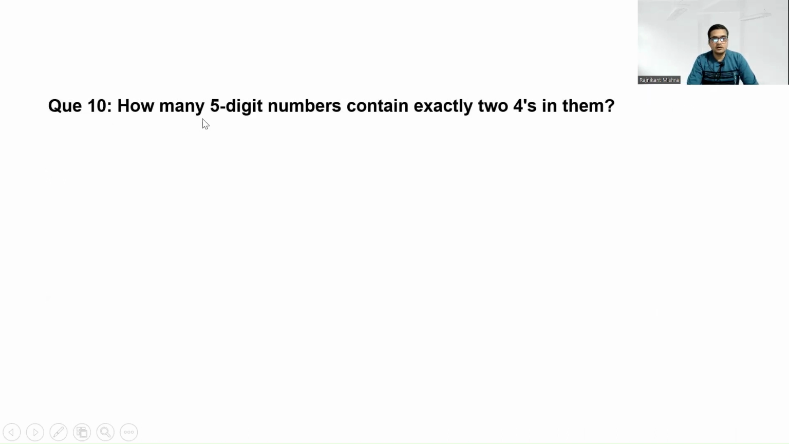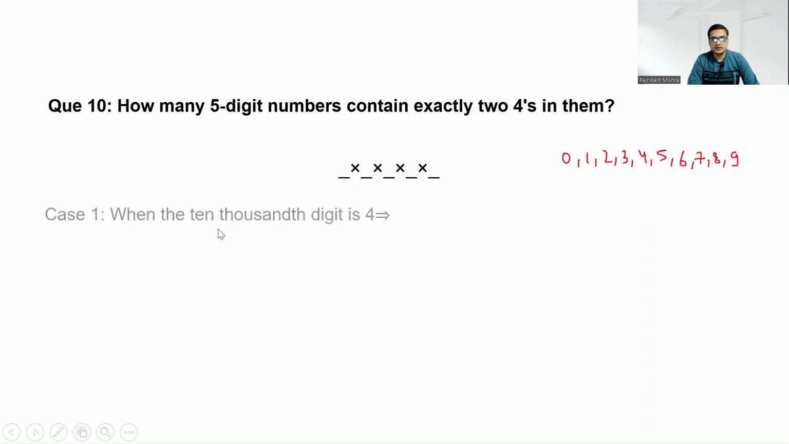Question number 10. How many 5-digit numbers contain exactly 2 4s in them? Here all are 5-digit numbers. In decimal number system, we have 10 digits: 0, 1, 2, 3, 4, 5, 6, 7, 8, and 9. Case 1. When the 10,000 digit is 4, one 4 is fixed at first position. Now you can put second 4 at any of these 4 positions.